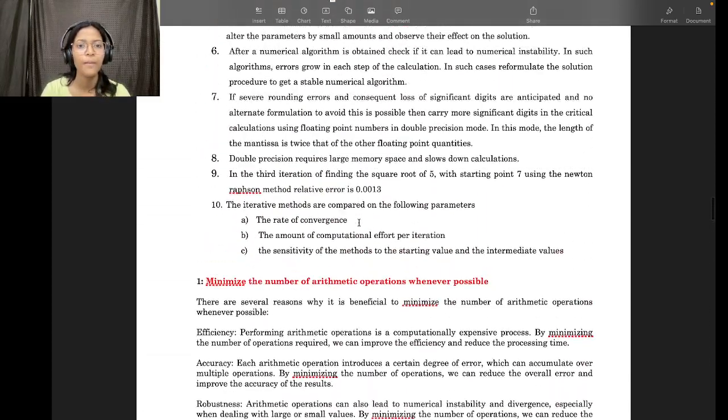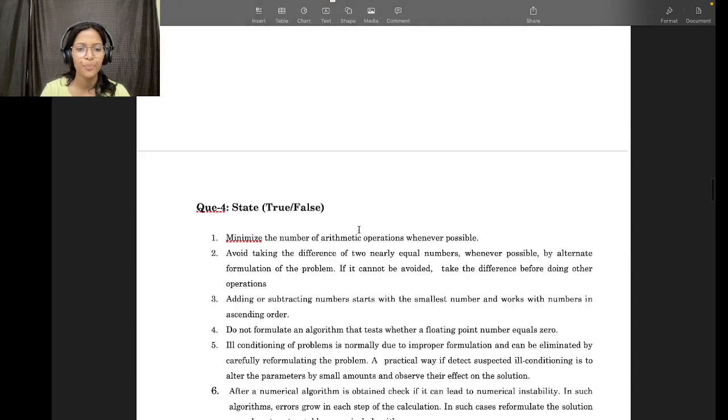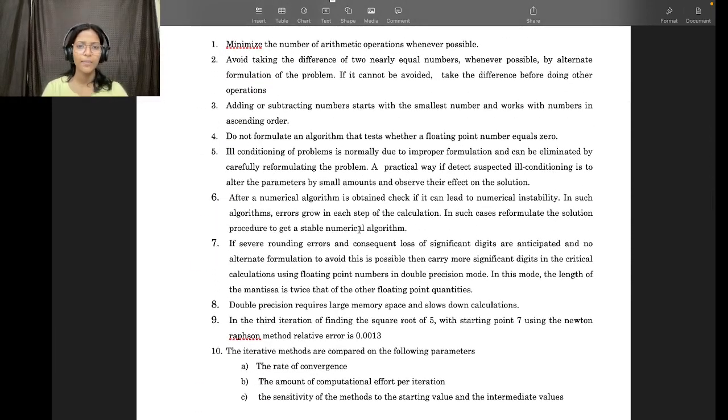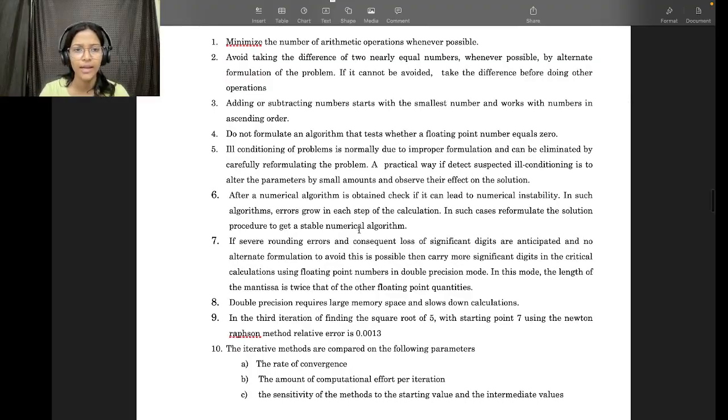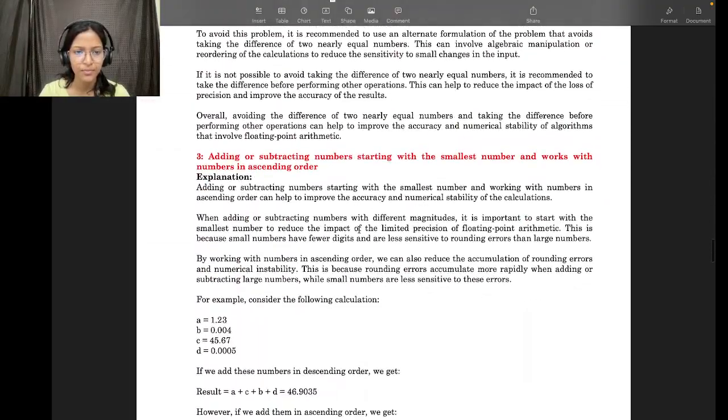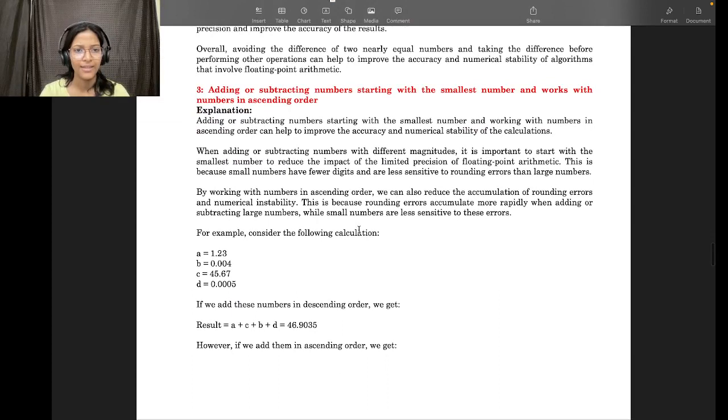Now moving forward to the third option, that is, when adding or subtracting numbers, start with the smallest number and work with the numbers in ascending order. We will find here that this statement is also true, as adding the smallest numbers first and working in ascending order can help improve the accuracy and numerical stability of the calculation.